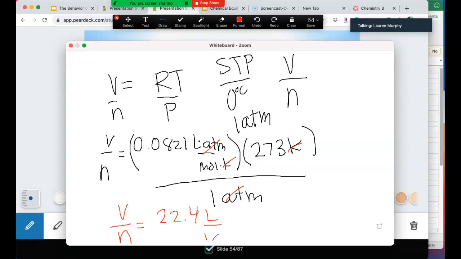1 mole of any gas at STP will take up 22.4 liters of space. It doesn't even matter what the gas is. If it's nitrogen gas and it's at STP, 1 mole of it will take up 22.4 liters of space. If it's helium gas and you have 1 mole of it at STP, it will take up 22.4 liters of space. That's this concept, Avogadro's law. Okay? So what does that do?